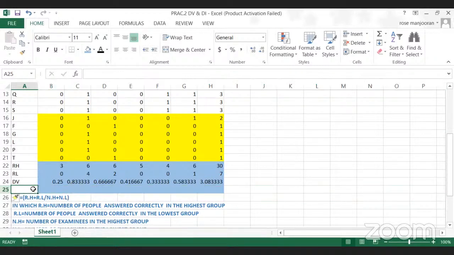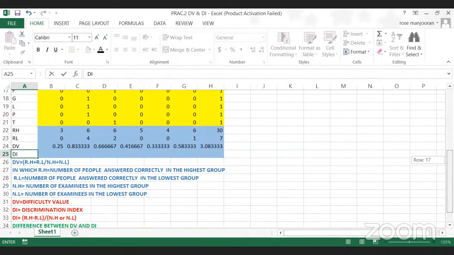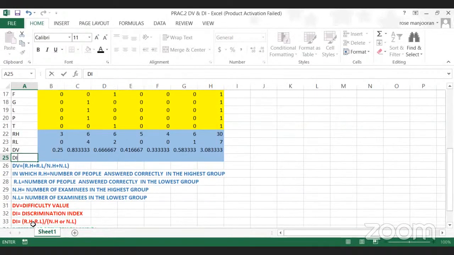Now we are going to calculate the DI, that is the discrimination index. So discrimination index is based upon the superiors and the inferiors. So what we are going to do is we are going to apply the formula of DI, that is RH minus RL divided by NH or NL.